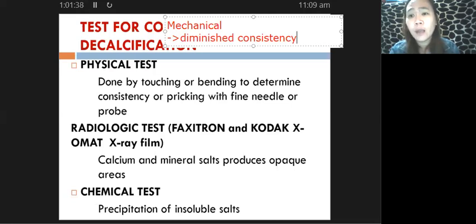That's why we don't usually perform it in the laboratory, even if it is considered to be a simple test for complete decalcification. Another test that we can perform is your radiologic test.